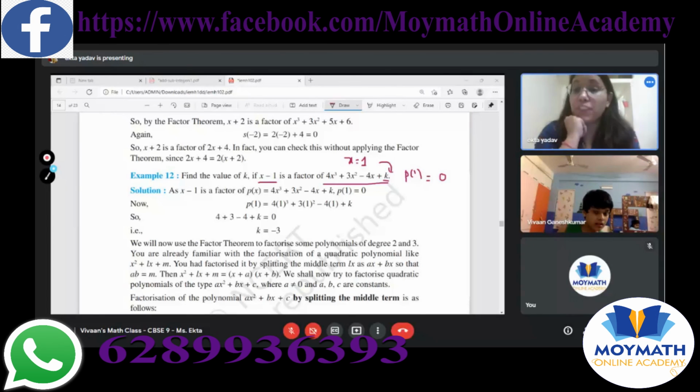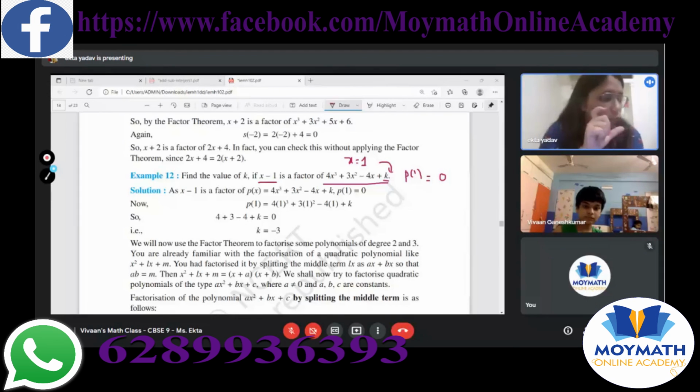What is P(1)? Just P(1). 4 plus 3 minus 4 plus k. So if you solve it, P(1) is equal to 3 plus k. Equate it to 0, so the value of k is minus 3, because P(1) is 0 as they have already given us that x minus 1 is a factor. So that's why P(1) should satisfy the polynomial.